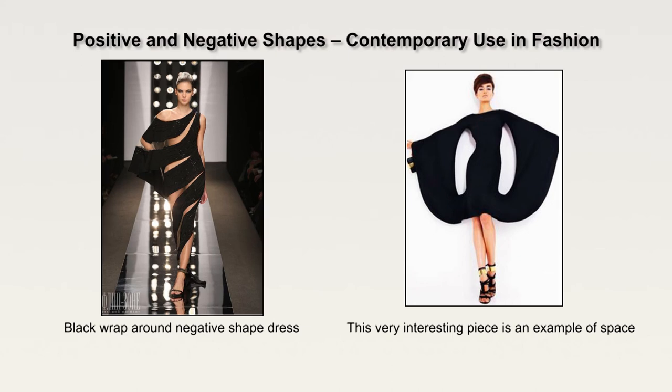The picture on the left is from Fausto Sarli. It is a black wraparound dress which has the typical usage of positive and negative shaping.